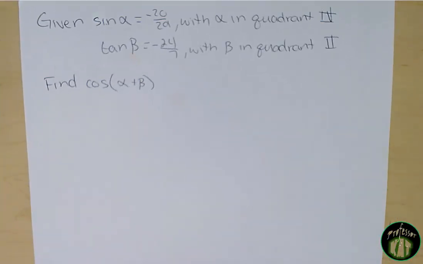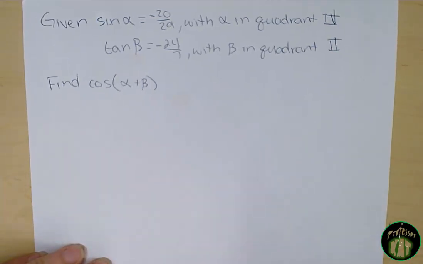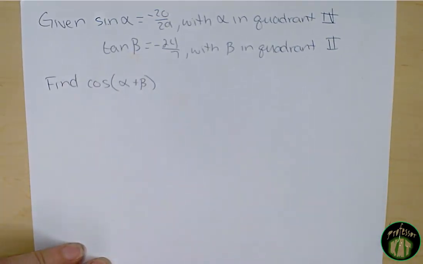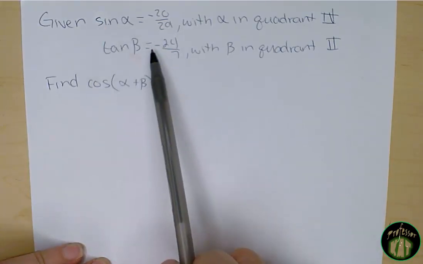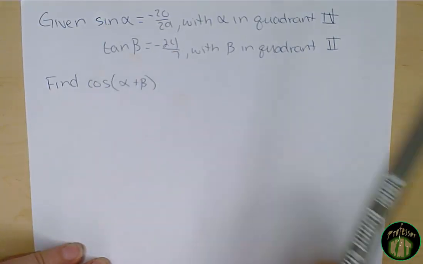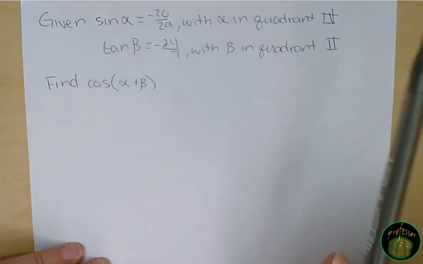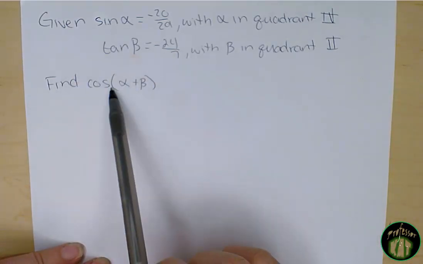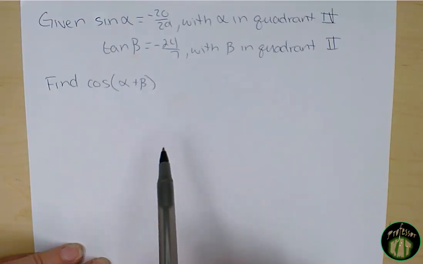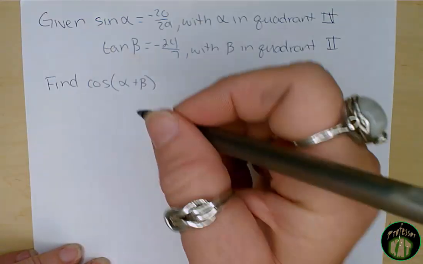Now, we're told that sine of alpha is equal to negative 20 over 29, with alpha being in quadrant 4, and then tangent of beta is equal to negative 24 over 7, with beta in quadrant 2. And we're being asked to find cosine of alpha plus beta. So this is a sum and difference formula.